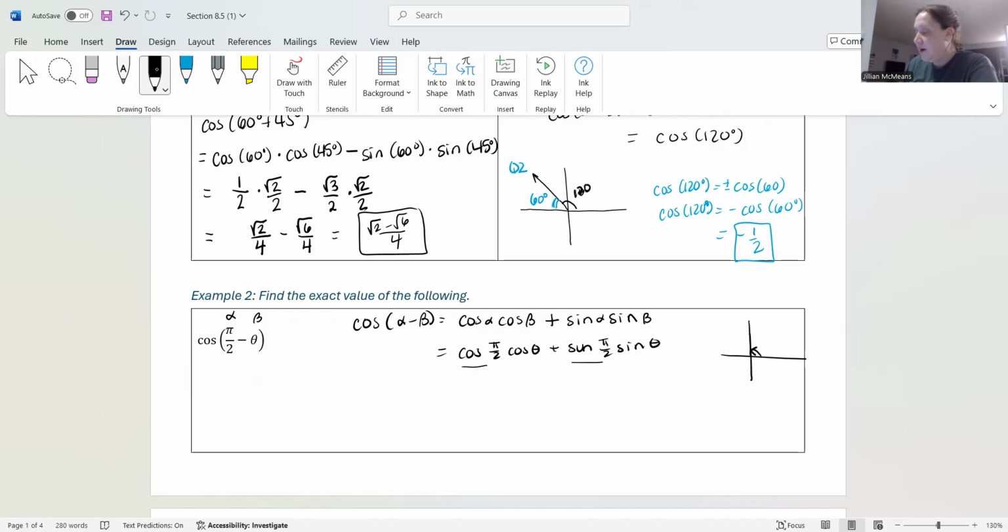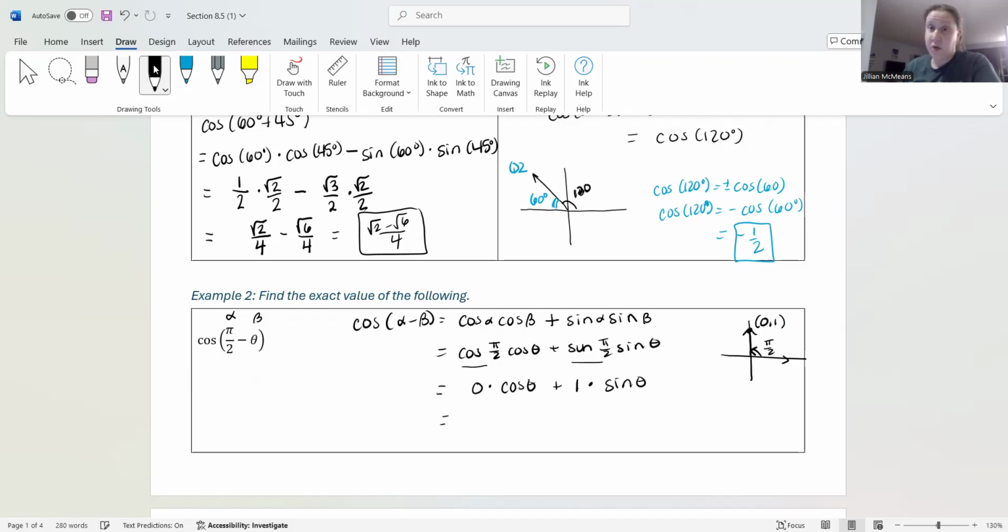So we have basically this angle right here. So this is pi over 2. We'll just call it pi over 2 instead of theta so we don't get confused. And this occurs where we have the ordered pair 0, 1. So what is cosine of pi over 2 and what is sine of pi over 2? Well, cosine of pi over 2 is going to be that x-coordinate, so it's just 0. So we get 0 times cosine theta plus, well, sine is going to be the y-coordinate of this ordered pair. So sine of pi over 2 is 1, so we get 1 times sine of theta.